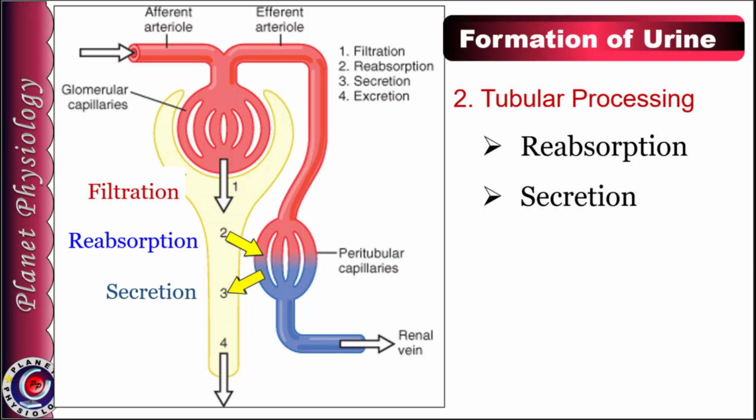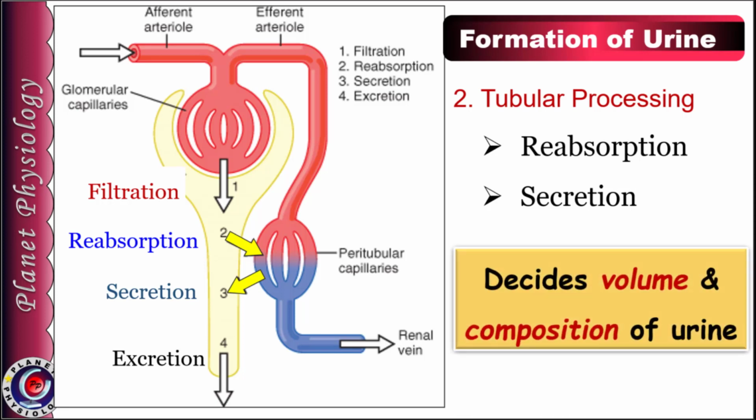Finally, at the end of medullary collecting ducts, filtrate gets converted into urine, which is then transported to the bladder for excretion. Thus, tubular processing of the filtrate decides the final composition and volume of the urine formed. Before proceeding further, let us understand basic terminologies related to tubular reabsorption and secretion.